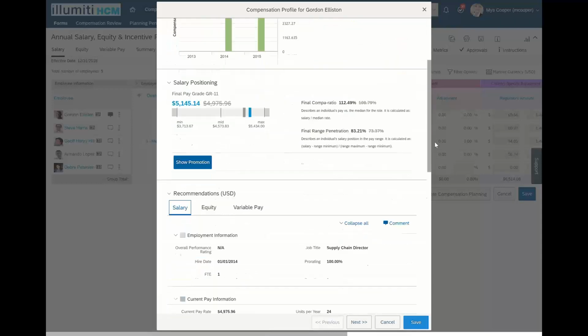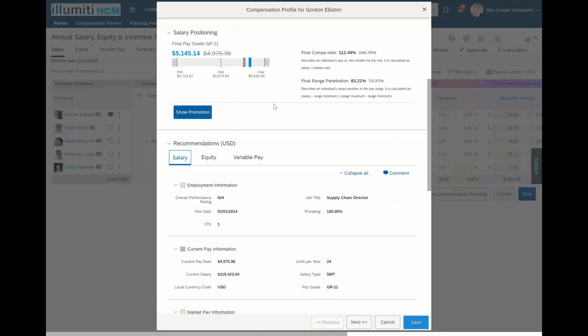As I scroll down, I get information about salary positioning. So this is the range penetration and the compa ratio. And you can see there's a new value in blue and an old value scratched out in gray. And I can see those values represented here as well. That is because when we scroll down just a little bit further, you can see that the planning values for this employee from the planning sheet have been pulled into this compensation profile view.